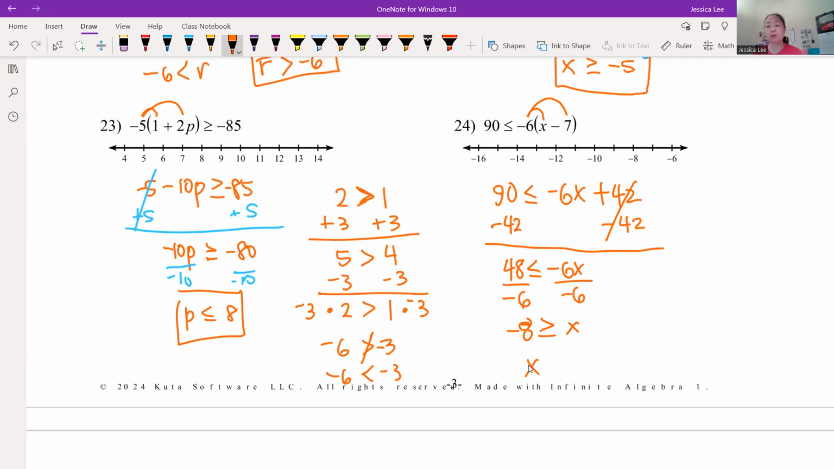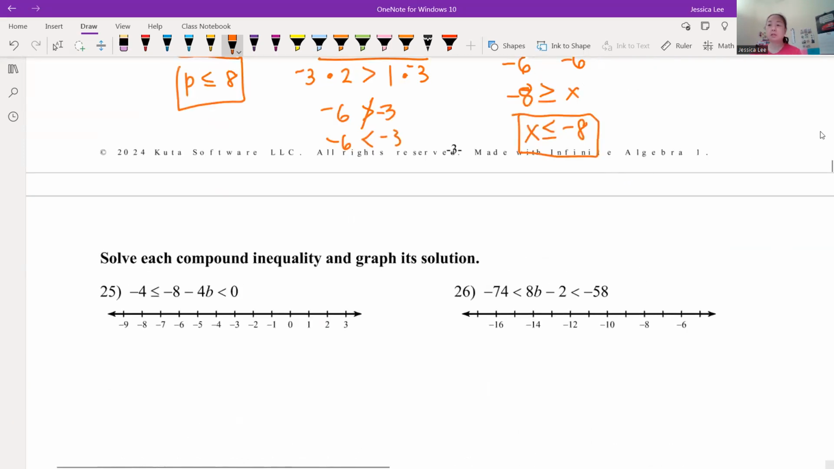So the x is now going to be on the left, which means that inequality, that smaller side, is going to follow the x. So x is less than or equal to -8. We're going to go over here to -8. It is less than or equal to, so we're going to go to the left. All right, there we go, done.